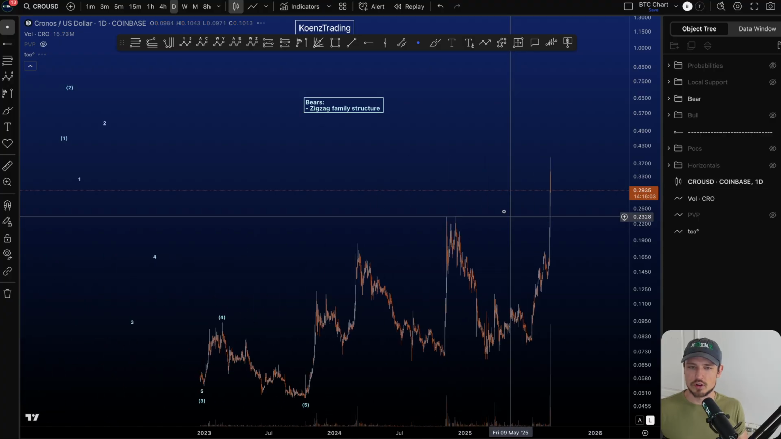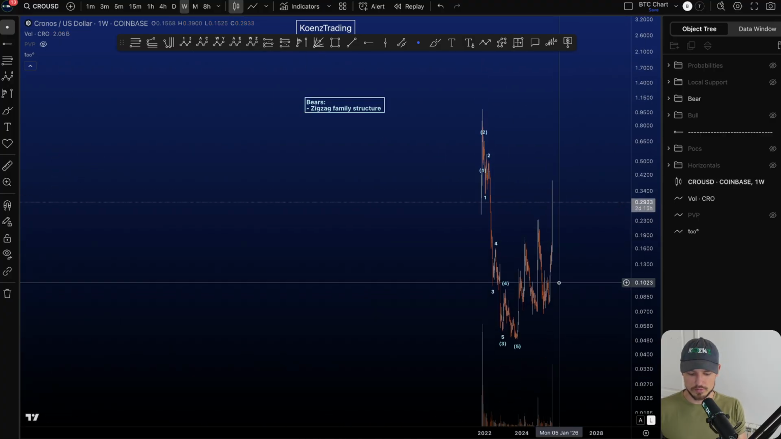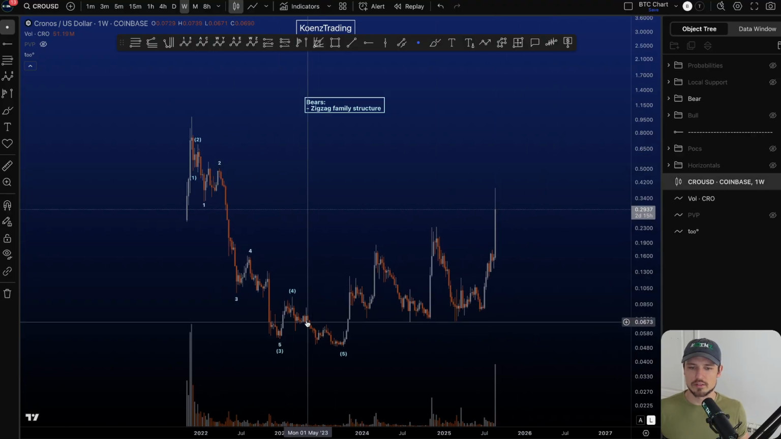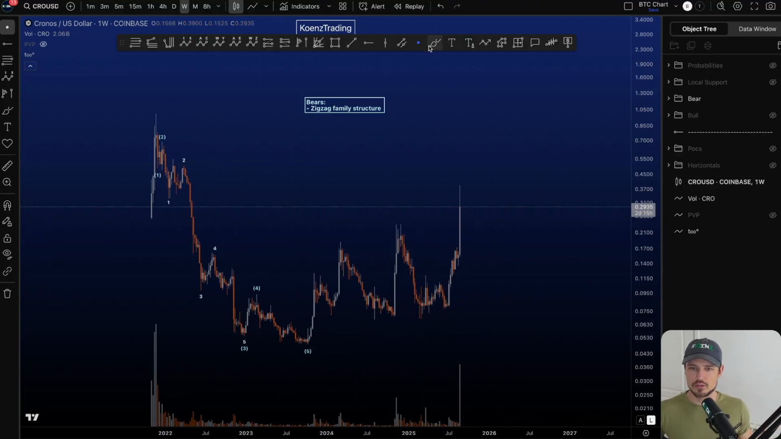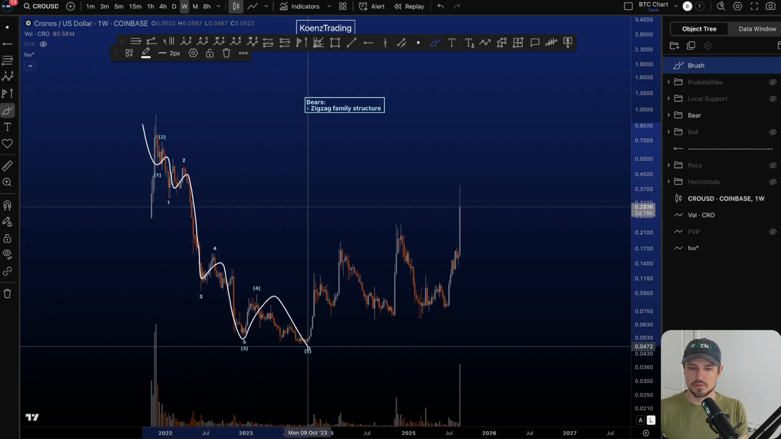Then the bearish scenario, if I zoom out, we would count this move to the downside potentially as an impulsive structure to the downside here. So 1-2, 1-2, 3, 4, 5, 4, 5.